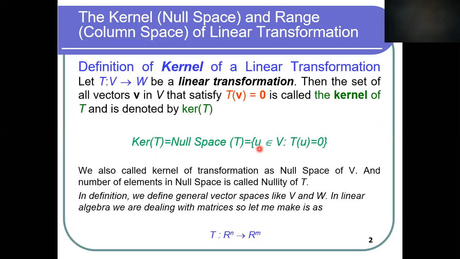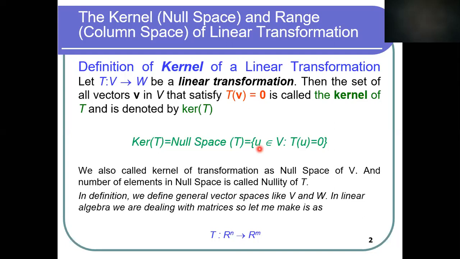First, let us define the kernel of a transformation, or null space, and the range of a transformation, or column space. Kernel means null space, and range means column space of a linear transformation. Dear student, before defining the kernel of a transformation, let us think about what kernel of a transformation means.